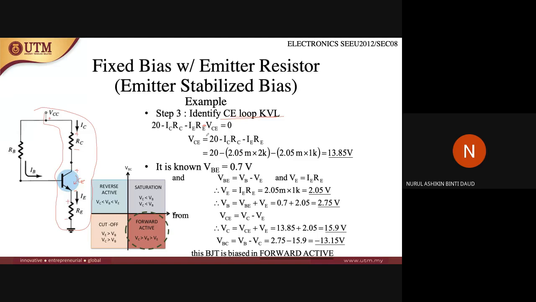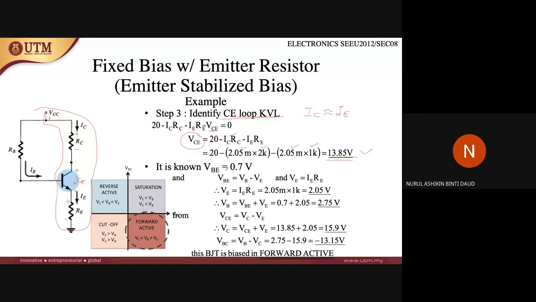Since we want to find the value of VCE, rearrange this equation. Bring the rest here, so you will get 20, bring the VCE here, 20 minus ICRC minus IERE. IC is approximately IE. So you already know IC, the resistor also, IE we know just now, and the value of the emitter resistor is given. So you can calculate the value of VCE. The value of VCE is 13.85 volts.